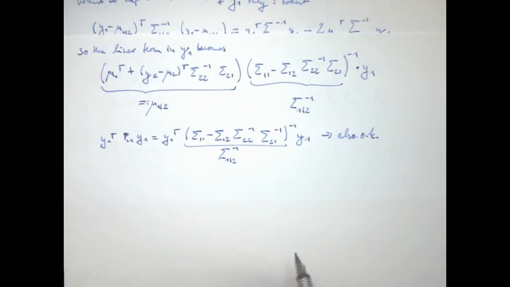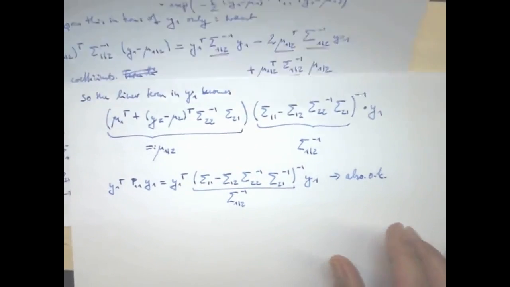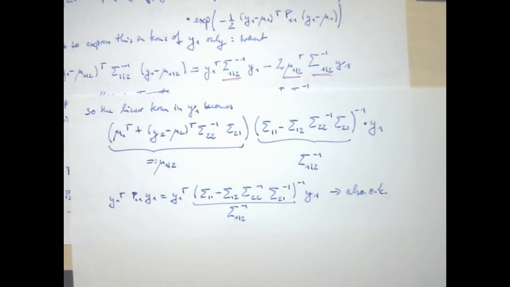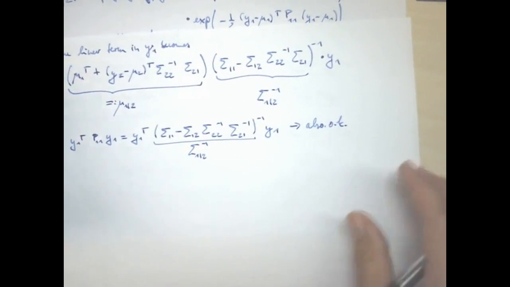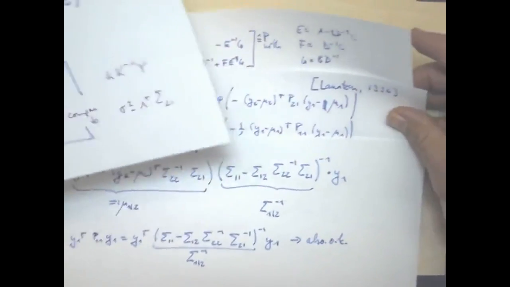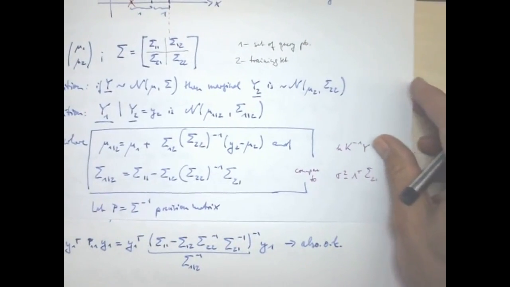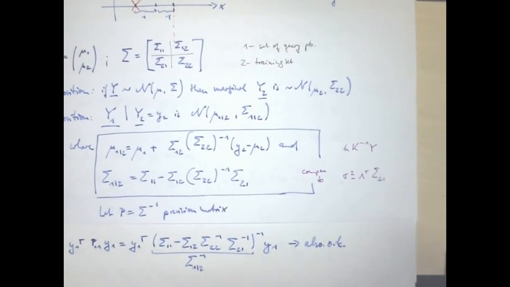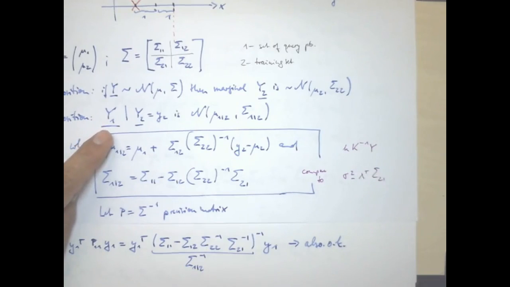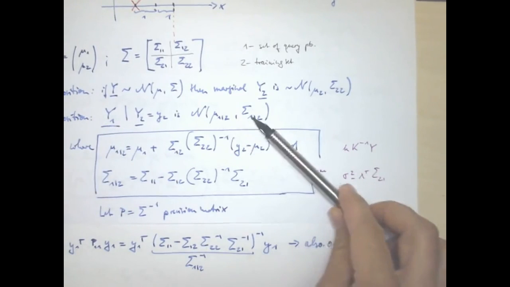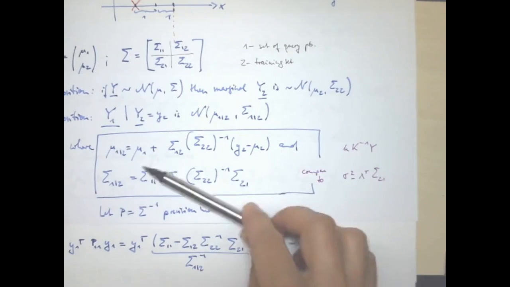Okay, so that was exhausting. What we found in the end was that this statement here is true: that my conditional density of the y1s given the observed response y2 is a normal with this mean and this covariance matrix.